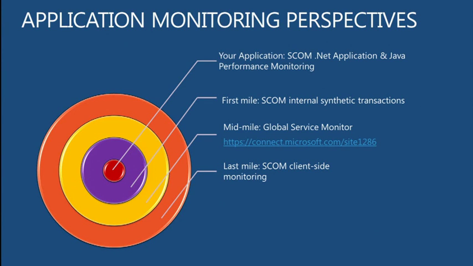So the ability for you to understand the health of your applications using Global Service Monitor, a service provided by Microsoft. What you actually see on the screen is a link. This Global Service Monitor, if you're using 2012, is available for you to use today. All it requires is you go to the Connect site and sign up. The link is there, connect.microsoft.com/site1286. If you fill out the nomination survey, you'll be sent an email with how to access the service and the management packs required.